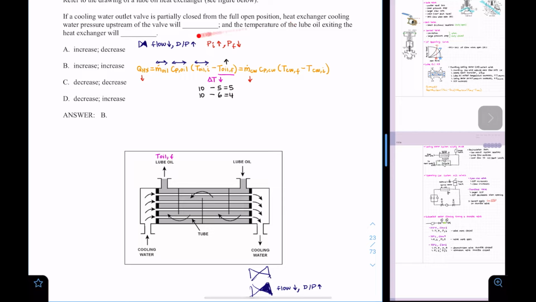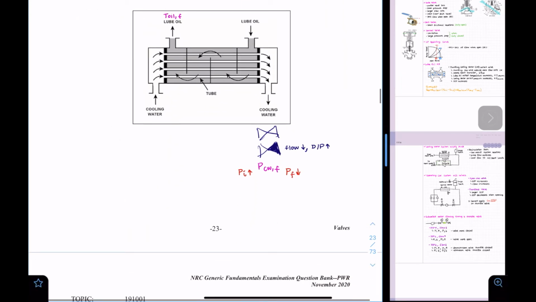So the heat exchanger cooling water pressure upstream of the valve will... So what's going to happen with the pressure upstream of the valve? Upstream of the valve, for people that don't know what upstream and downstream means.